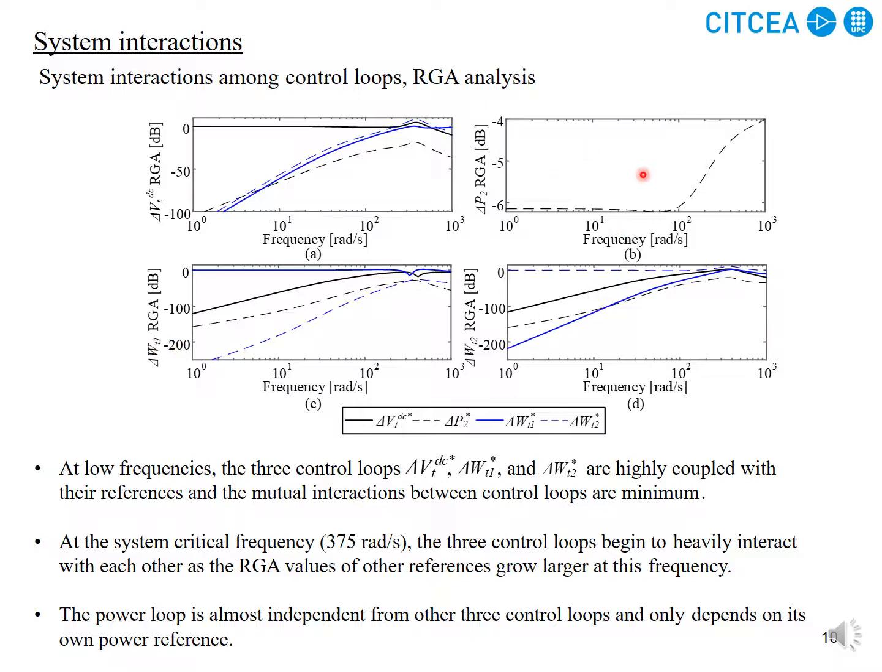The power loop here is kind of working independently from other control loops, because in the power control loop we have feed forward, which removes the transients of the DC voltage on the power loop, so the power loop is not a major concern with regard to the interactions. The DC voltage, total energy 1 and total energy 2 for two MMCs are more critical.